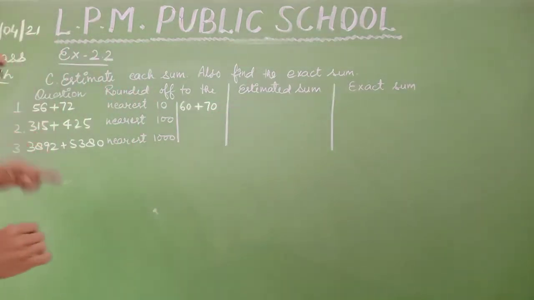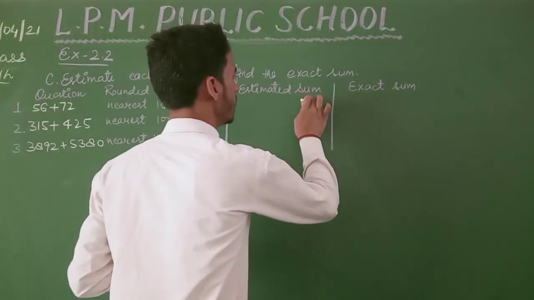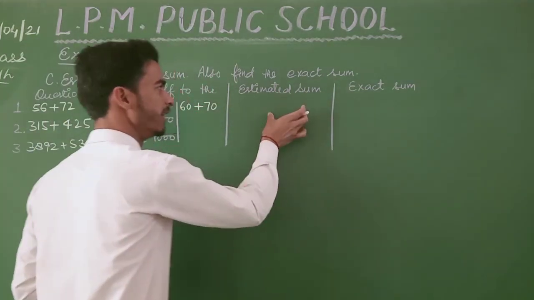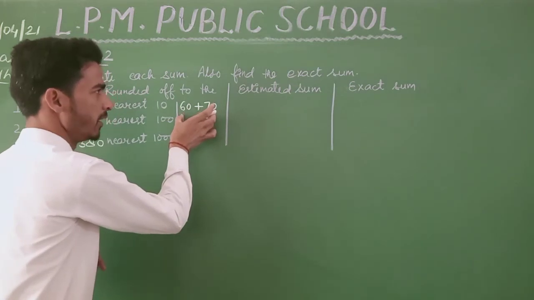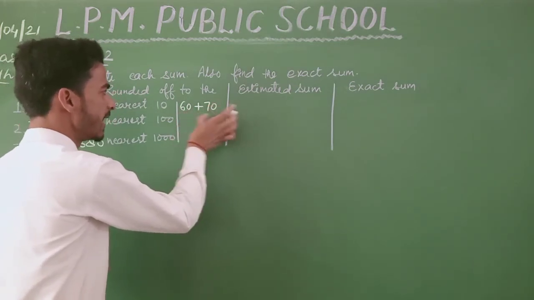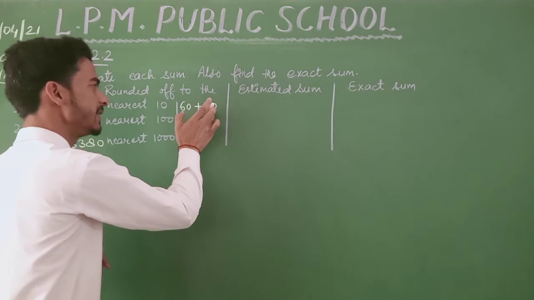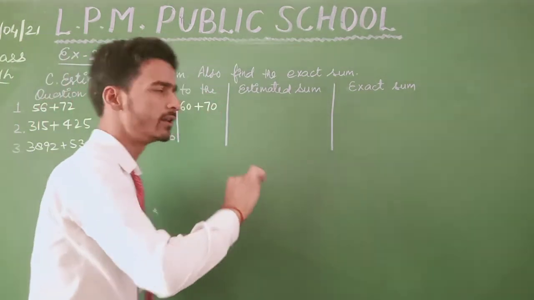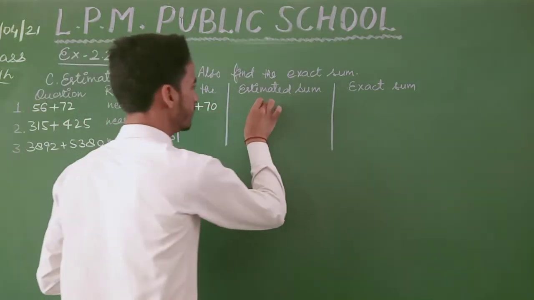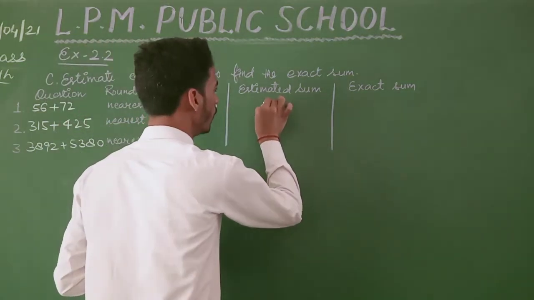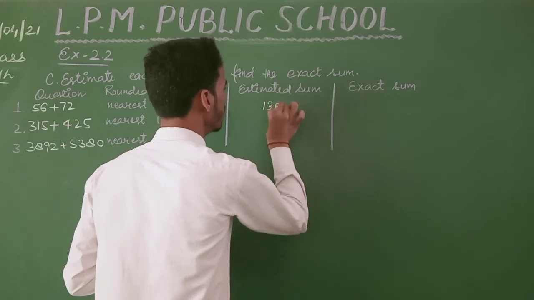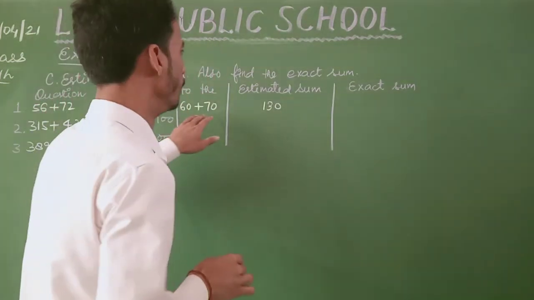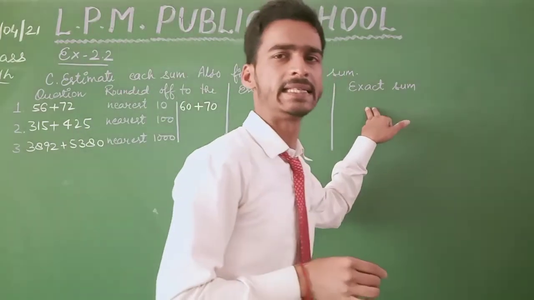And now we have to find the estimated sum, that is estimation. So what will be the estimated sum? There are 6 tens and there are 2 tens. 6 tens plus 2 tens, 6 plus 2, that is 8. That means 8 tens, and 8 tens are 80. So the estimated sum will be 80. And now we have to find the exact sum.